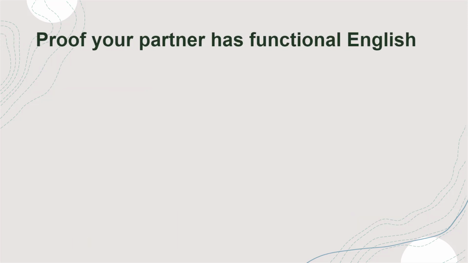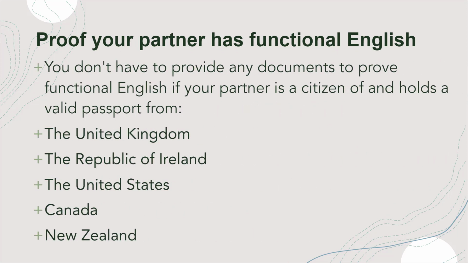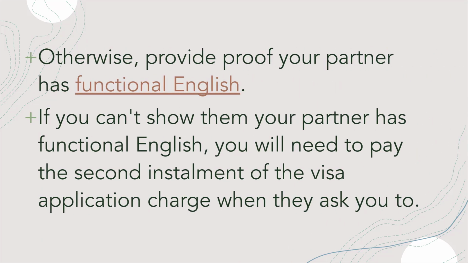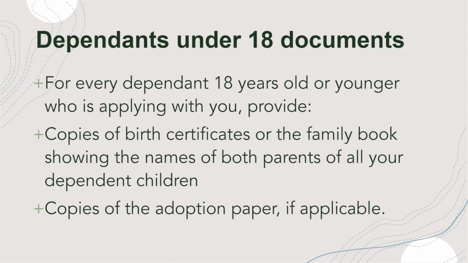You don't have to provide any documents to prove functional English if your partner is a citizen of and holds a valid passport from the United Kingdom, the Republic of Ireland, the United States, Canada, or New Zealand. Otherwise, provide proof your partner has functional English. If you can't show us your partner has functional English, you will need to pay the second installment of the visa application charge when we ask you to, for every dependent 18 years old or younger who is applying with you.